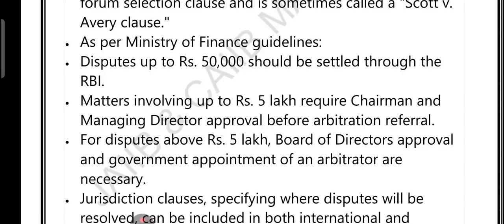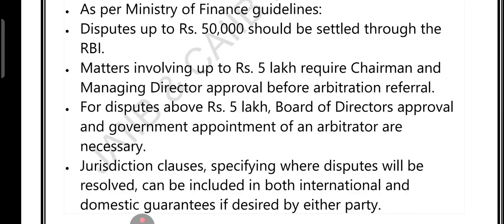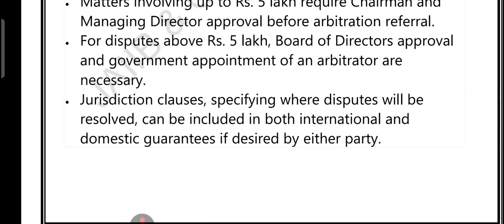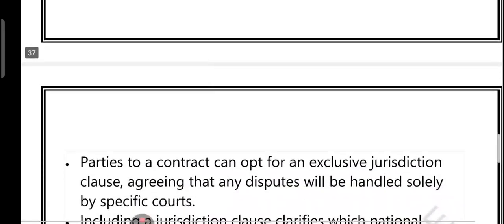Then we have dispute settlement. Let's understand how disputes are settled based on the amount involved. Up to 50,000 is handled by RBI. Up to 5 lakh needs CMD approval. Above 5 lakh needs board approval plus government-appointed arbitrator approval. Then the jurisdiction clauses specify the location where legal disputes should be handled. So remember, these are very, very important aspects we are talking about.